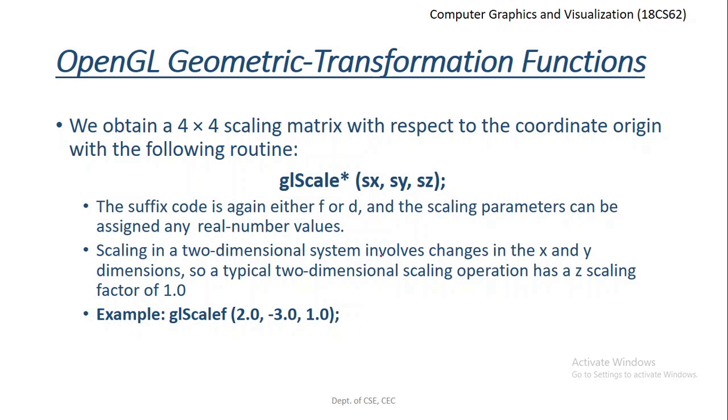Now scaling in a two-dimensional system involves changes in the x and y dimensions. So a typical two-dimensional scaling operation has a z scaling factor equal to 1. Remember, we have these functions which are applicable for 2D as well as 3D systems. So whenever we are dealing with 3D systems, you can set any value for Sx, Sy and Sz. But when it comes to 2D applications, for Sx and Sy we can specify any real number values. But for Sz, that is the z scaling factor, we set the value equal to 1.0. That is only for two-dimensional operations.